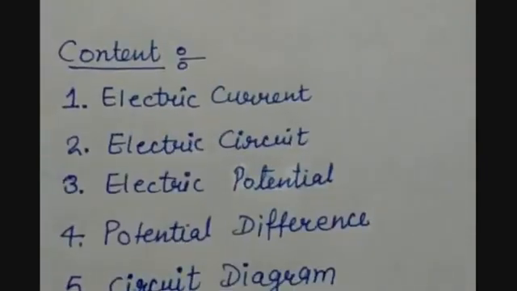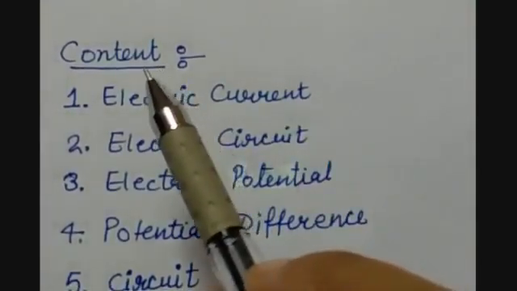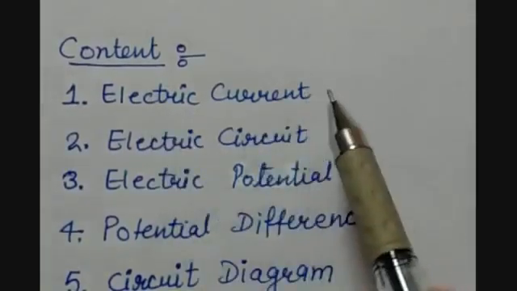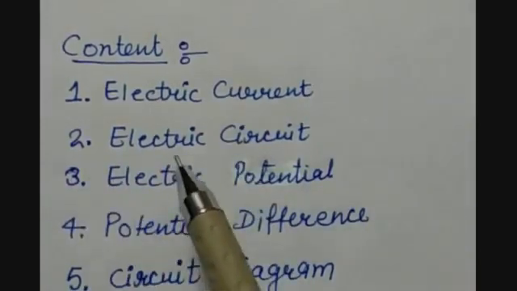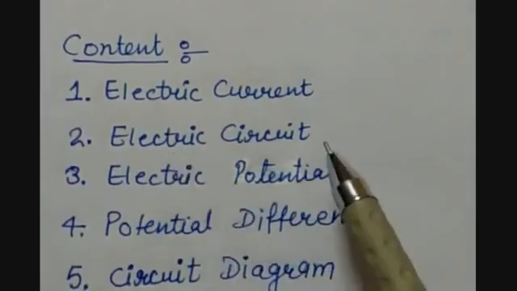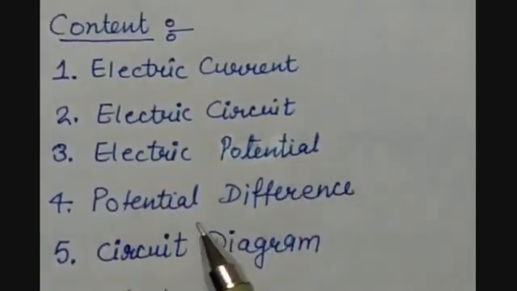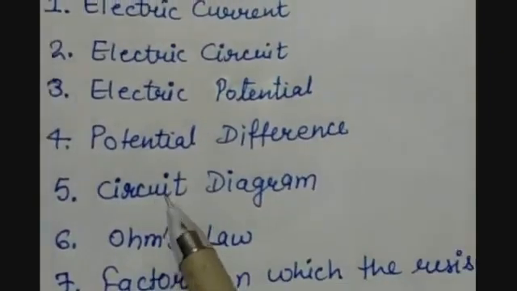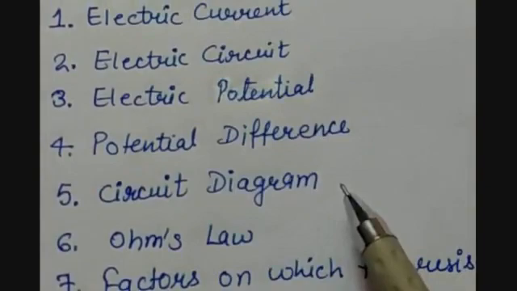As we have completed the chapter in the previous lecture, today we are going to summarize the chapter and the contents will be electric current. In that we will see the electric charge concept as well. Then we will see electric circuit, electric potential and electric potential difference. We will also learn about the circuit diagrams and various symbols of electrical components.